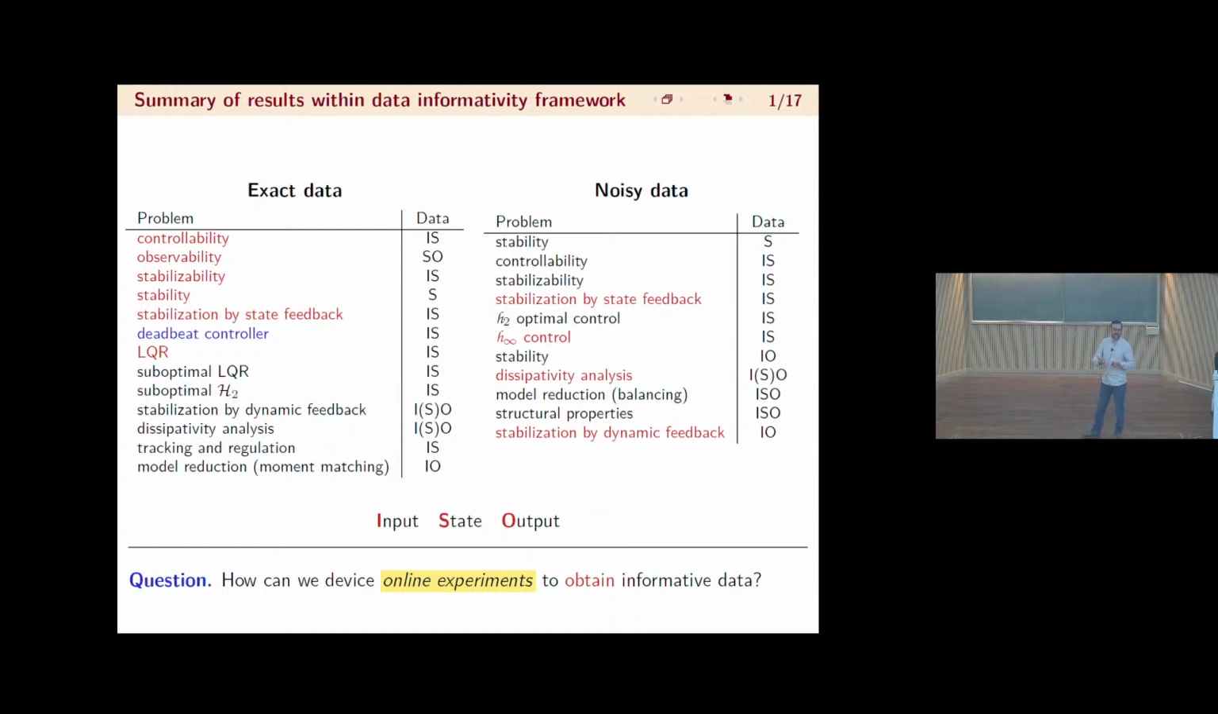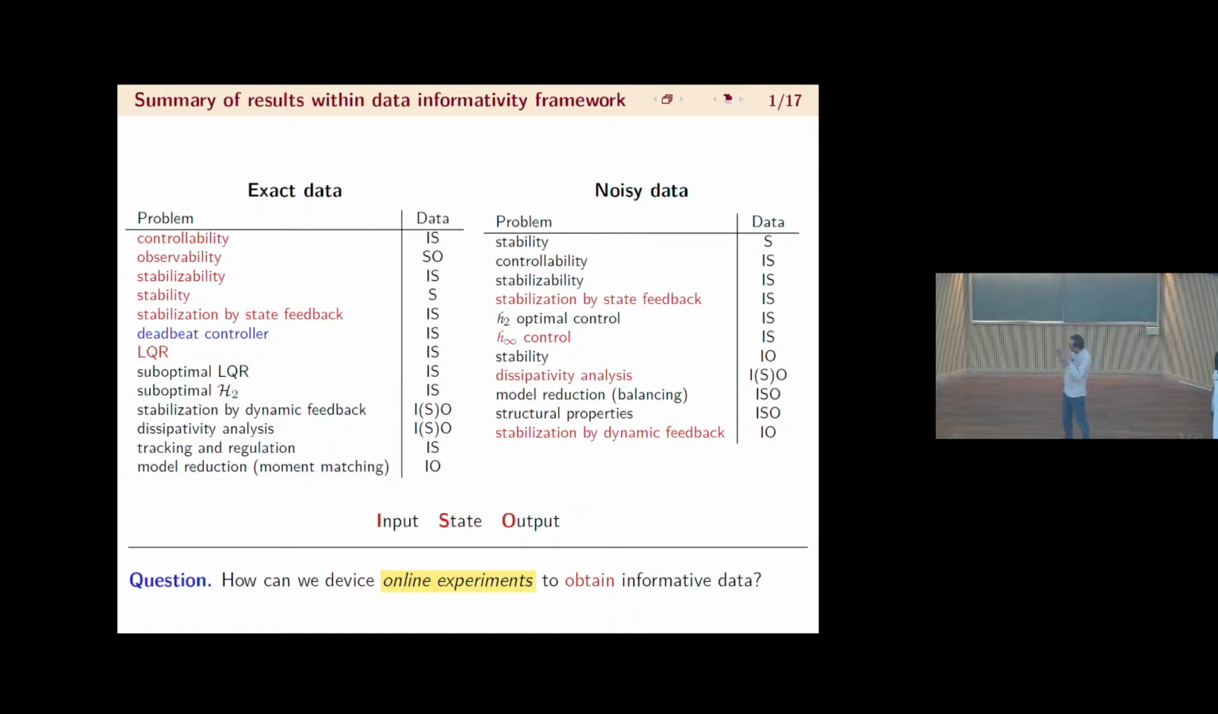If the data are informative for, let's say, stabilization by state feedback, so it satisfies certain conditions, then I can find a stabilizing state feedback. But if the data are not informative, then we are lost. We don't know what to do. We can maybe collect more data, try it again. But it would be nice to complete the picture by generating informative data for the problem at hand.